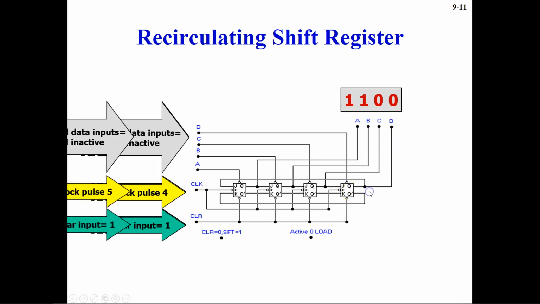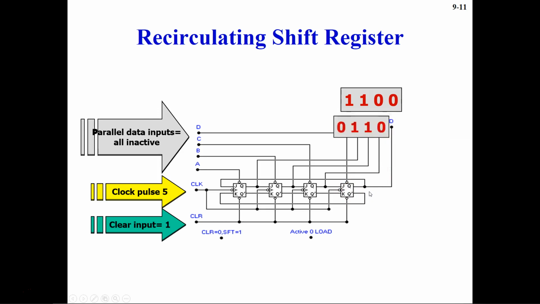Okay, now let's see the next pulse, which is pulse 5. If we see from the previous output which we got, Q was 0 and Q bar was 1. So this 1 will go into this K flip-flop. So K is 1 and J is 0, because Q was 0, so 0 goes into the J and 1 goes into the K.